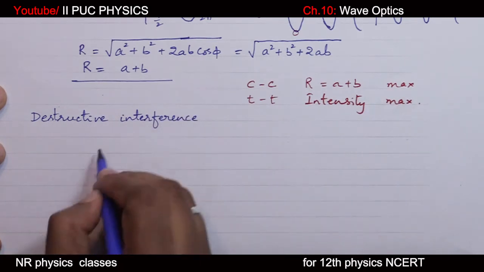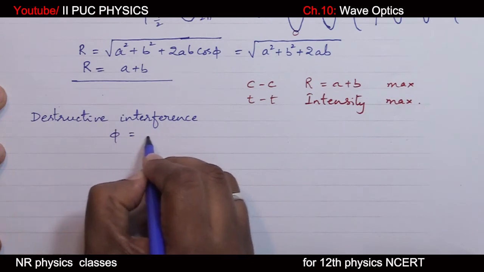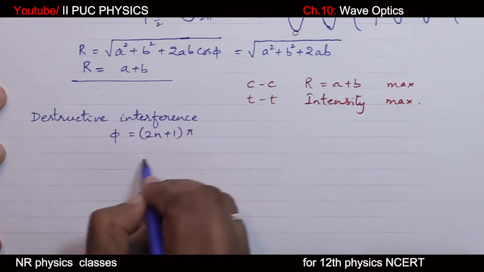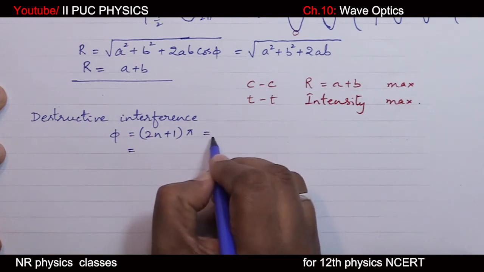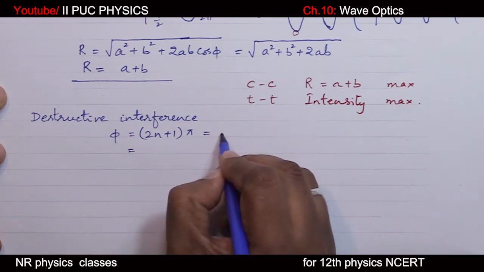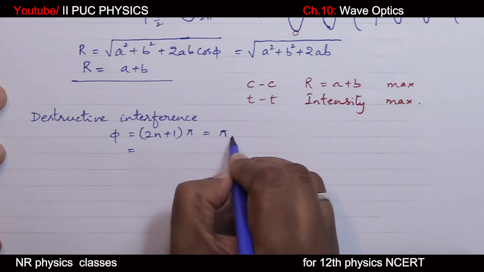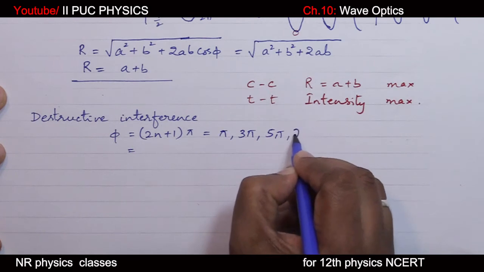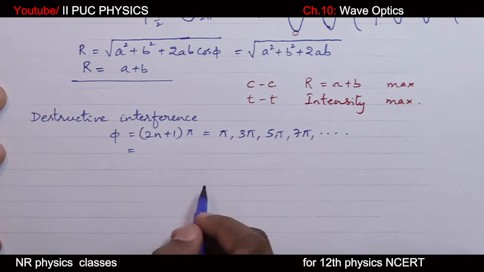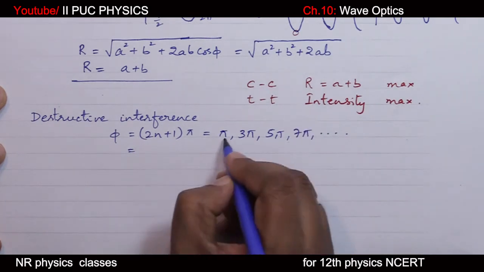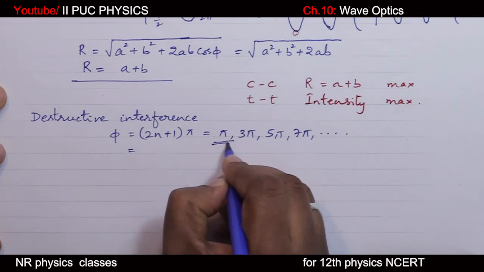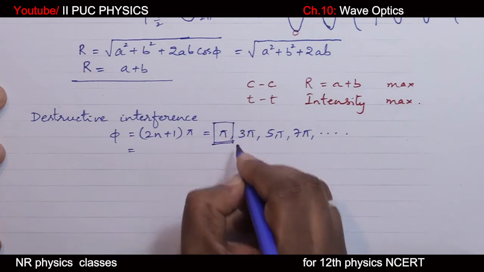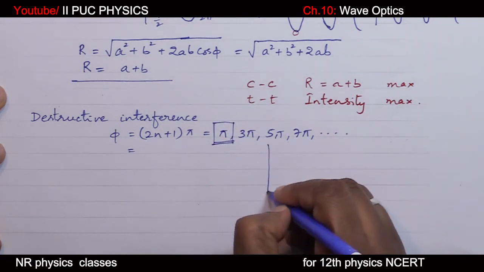In the case of destructive interference, phase difference should be equal to (2n plus 1) into pi, isn't it? Or you can also write this as pi, 3 pi, 5 pi, 7 pi, etc. Now let us talk about phase difference equal to pi or 3 pi. Simplest case, pi. Understand the waves.